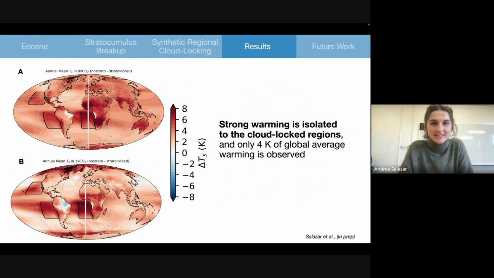Yeah, so we did the simplest thing we could think of, and you're right. This is essentially just Earth with 8x CO2. We changed nothing else.